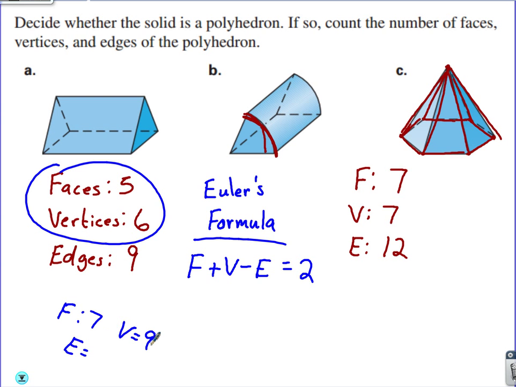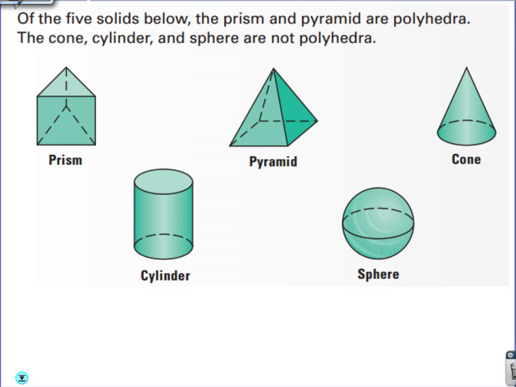7 and 9 is 16, so it has to have 14 edges to give you the 2. That makes sense. So Euler's formula says faces plus vertices minus edges will always equal 2. Here's a list of pretty much what you're going to be doing the rest of the chapter.